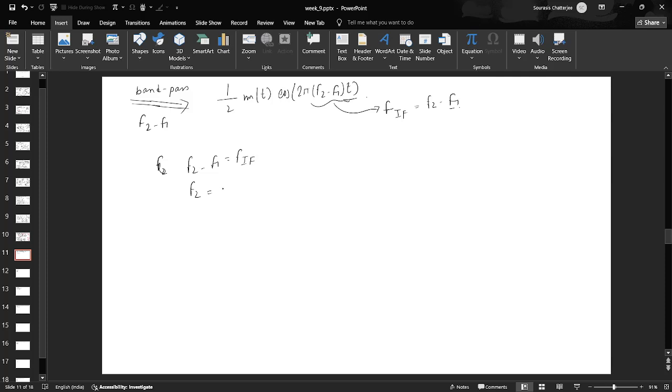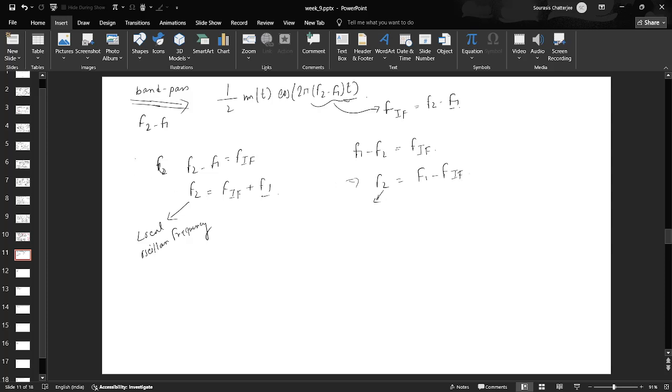So f2 can be FIF plus f1, but you can also look at it the other way around. I can write it as f1 minus f2 also. It doesn't really change anything, because cos of minus theta is cos theta. So in that scenario, this is going to be your intermediate frequency, same, but in that case your oscillator frequency f2, this is the local oscillator frequency, and this one here is same. So f2 in that case is going to be f1 minus FIF.